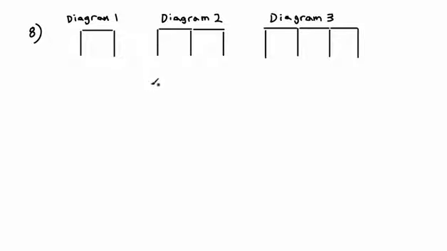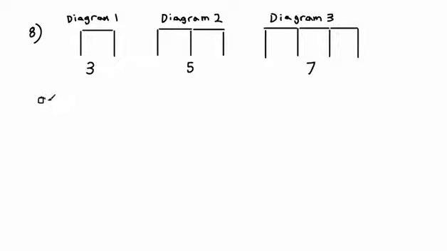In number 8, we are given a toothpick pattern where in diagram 1 we have 1, 2, 3 toothpicks. In diagram 2 we have 1, 2, 3, 4, 5 toothpicks. In diagram 3 we have 1, 2, 3, 4, 5, 6, 7 toothpicks. So diagram 1 has 3, diagram 2 has 5, and diagram 3 has 7.